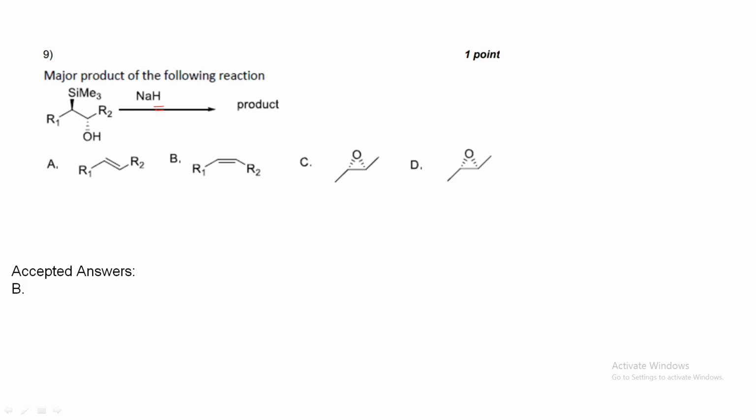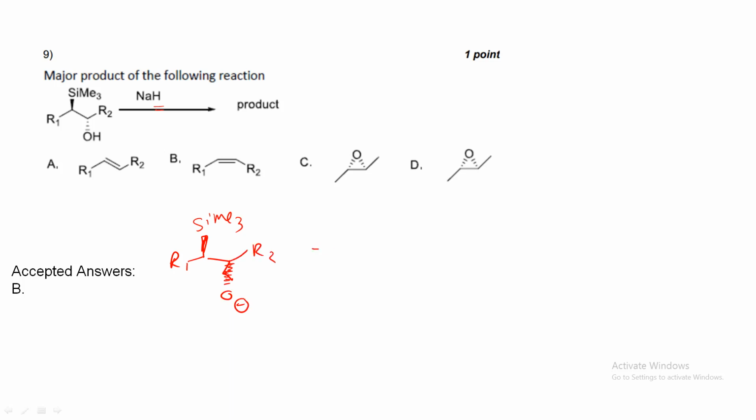So let's see. This is our species three, and with base we all know the proton would be abstracted from the hydroxide and it will become O minus.